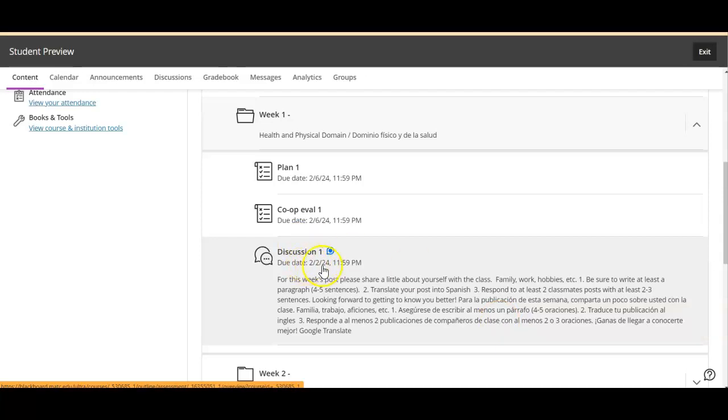So esto es para el 2 de febrero. This is due for February 2nd. Okay? All right. This is week 1. What we're doing. Health and physical is the domain.